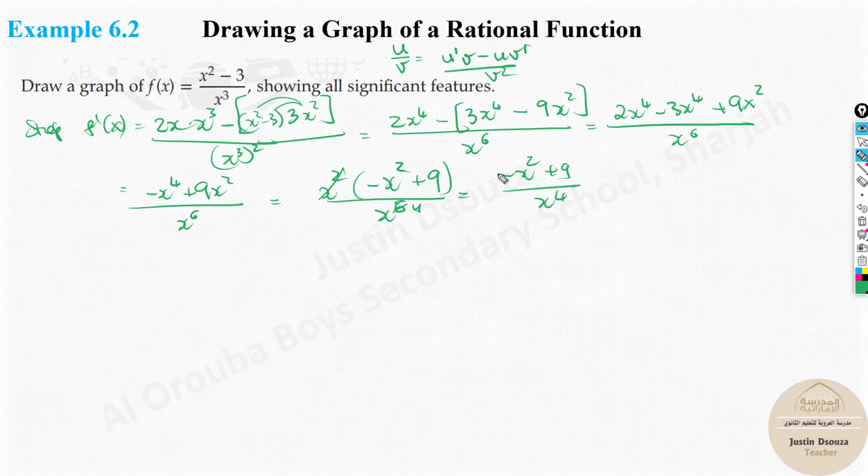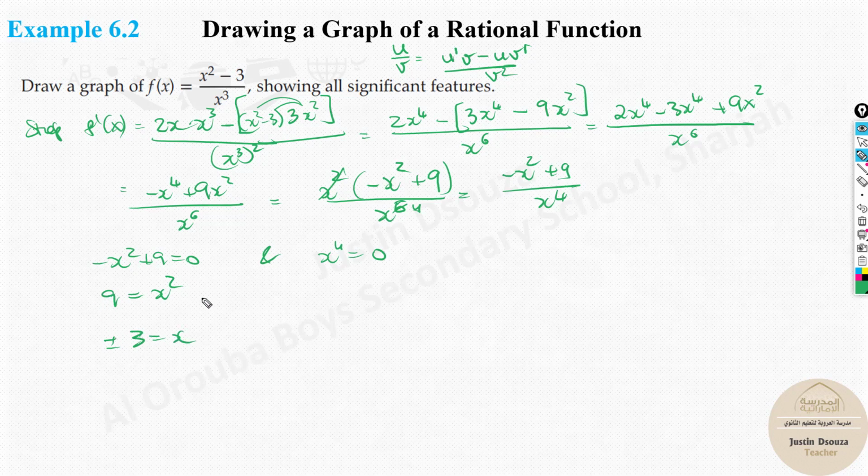So we do the denominator separately. See, minus x squared plus 9 must be equated to 0, and also x power 4 must be equated to 0. Now you can use the calculator mode 5 3, but this is very easy because it's minus. I know it will be plus or minus 3. That is, x squared goes to the other side, positive. Now take square root on both the sides. It will be plus or minus 3 is equal to x.